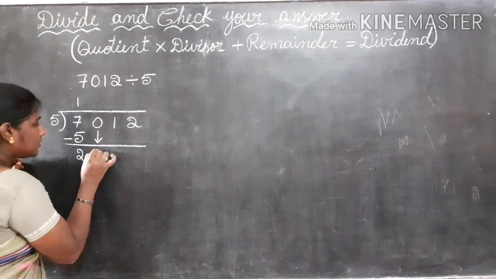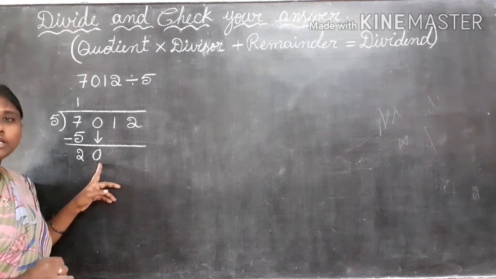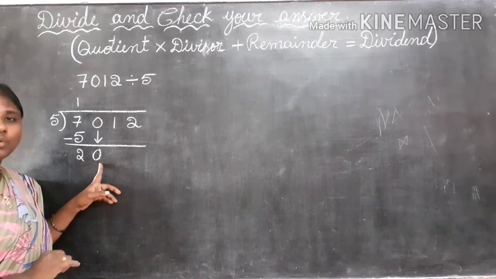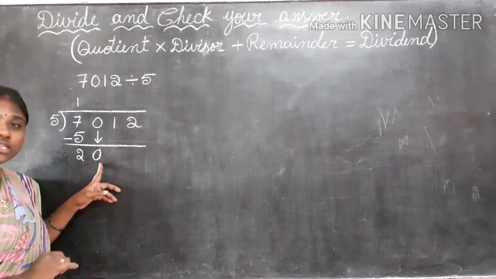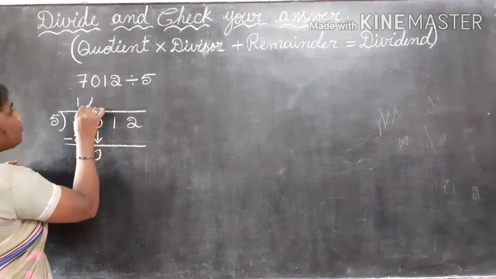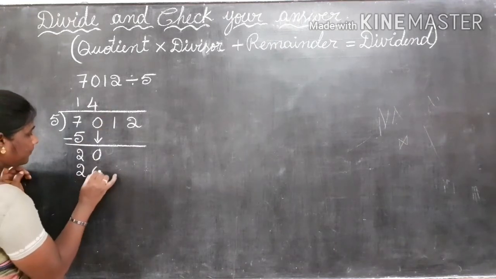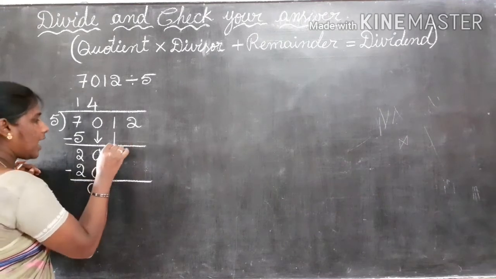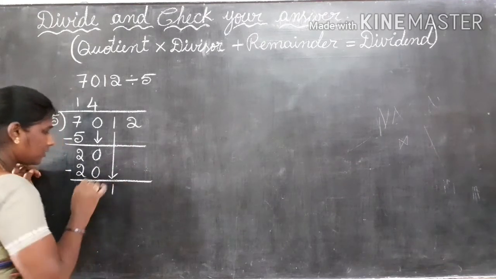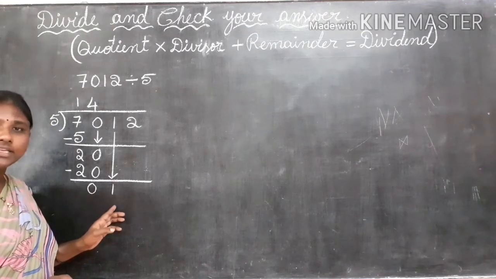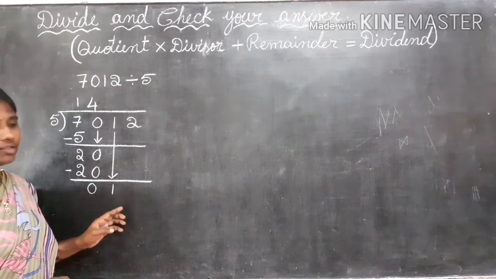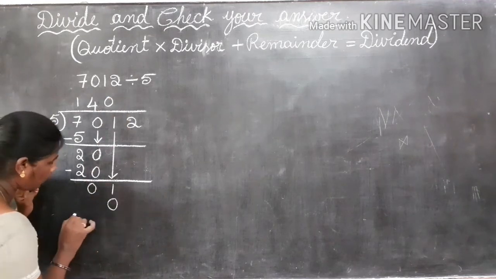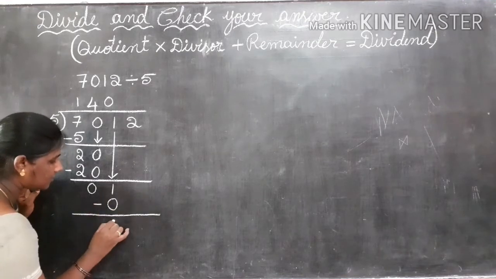Next here it is 0, so 20. 5 times what is 20? 5 ones are 5, 5 twos are 10, 5 threes are 15, 5 fours are 20. Yes, 20 is there. So 5 fours are 20. 20 minus 20, 0. Next we have to take 1. 5 ones are 5, so 5 is more than 1. So we have to take 5 0 0. 1 minus 0, 1.